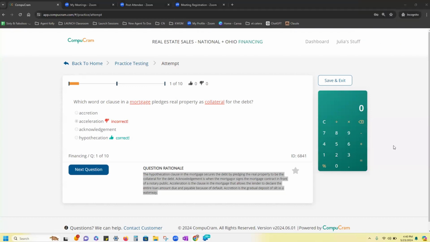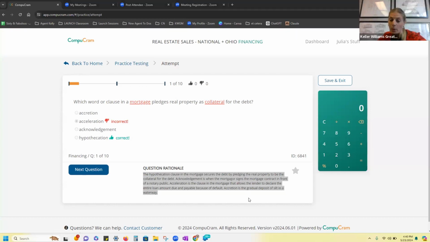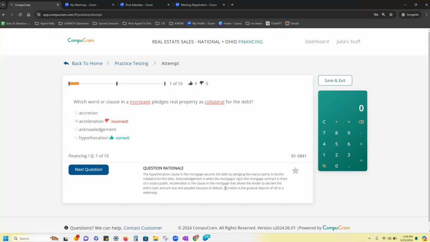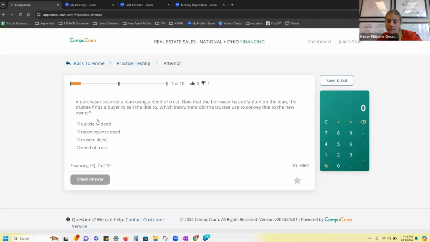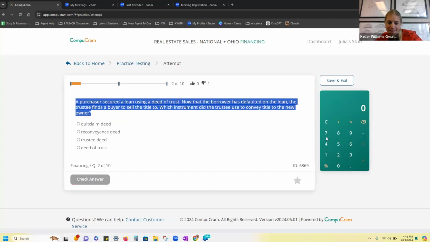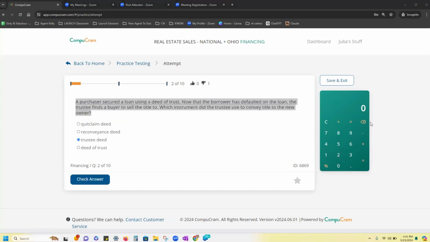So with acceleration, everything is due. This is what the lender is able to write in there for their clauses. Gotcha. And acknowledgement is when the mortgagor signs the mortgage contract in front of a notary public. Got it. Okay, yeah, that was a tough one. Half of these I don't remember either, so tune this together.